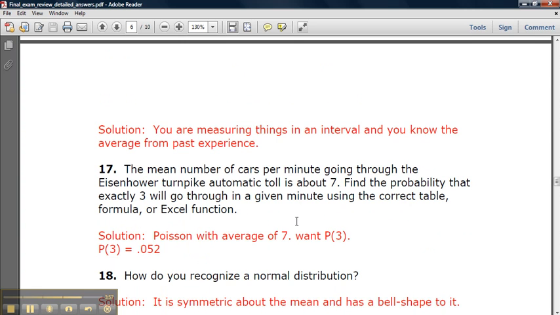Number 17 here, the mean number of cars per minute going through the Eisenhower Turnpike automatic toll is about 7. See, that's my mean. Find the probability exactly 3 will go through a given minute. Alright, that's going to be Minitab. Let's go to Minitab and use that.